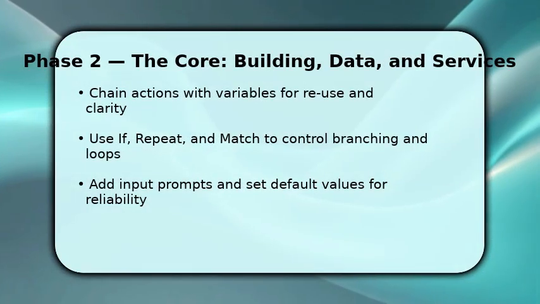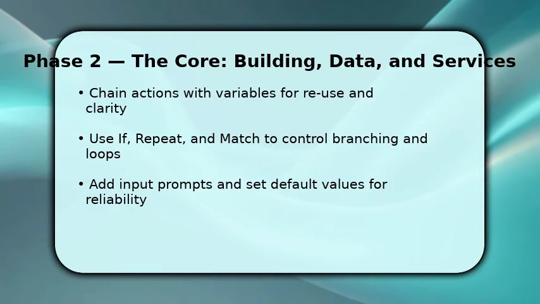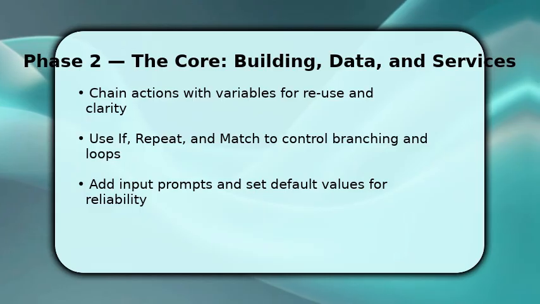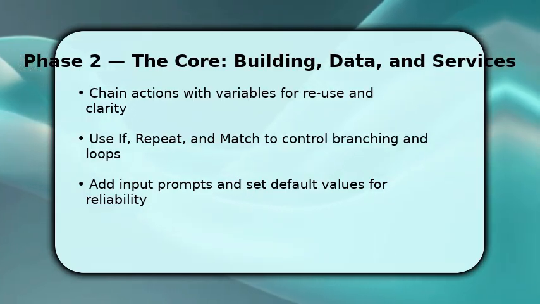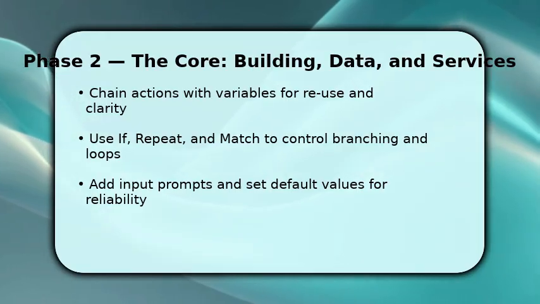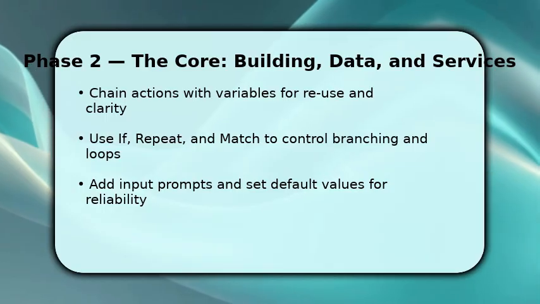Now you construct the middle, the core logic. You add actions and immediately name variables so you can reuse values without confusion. This keeps the flow maintainable. Use if and repeat to handle branching and loops. Do this because simple linear flows break quickly as needs grow.